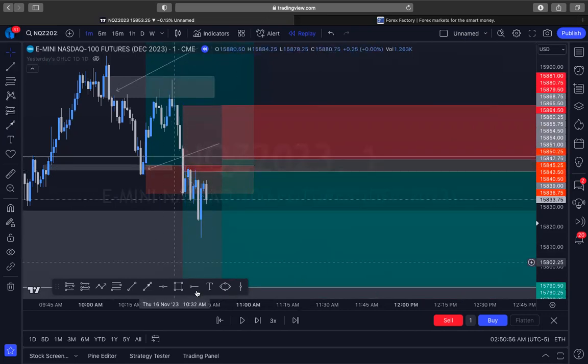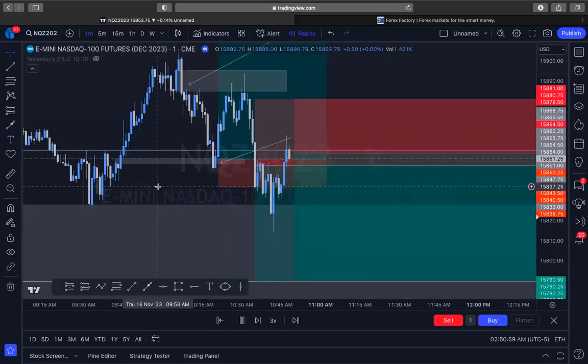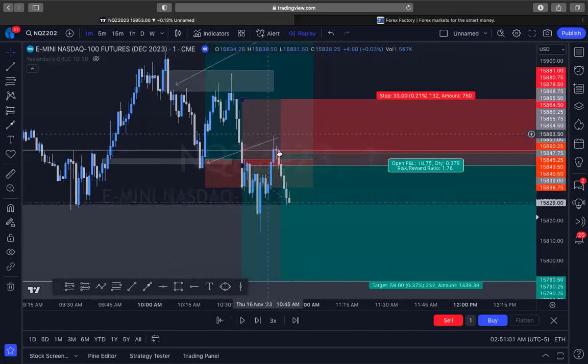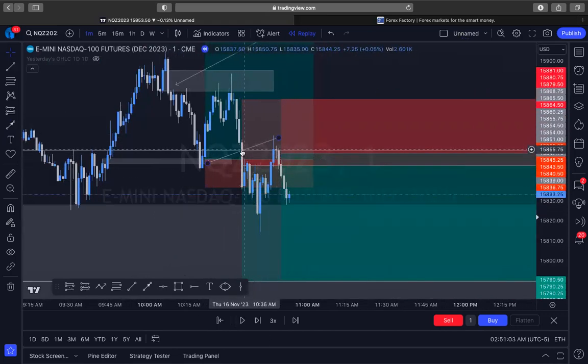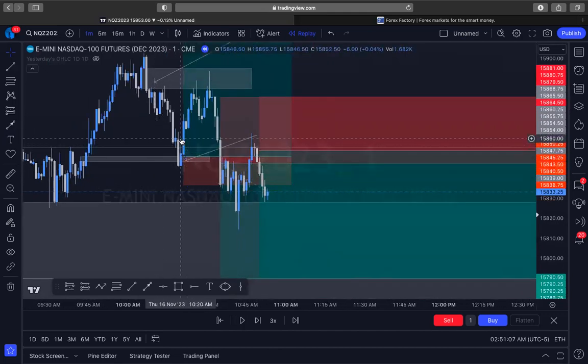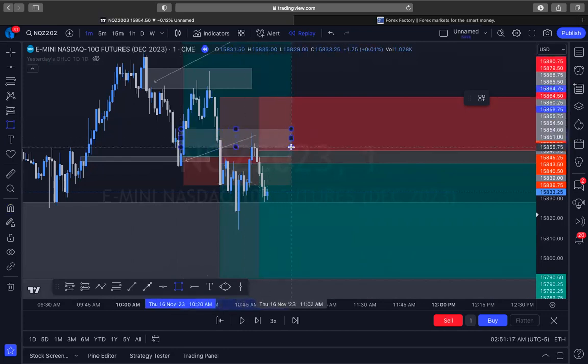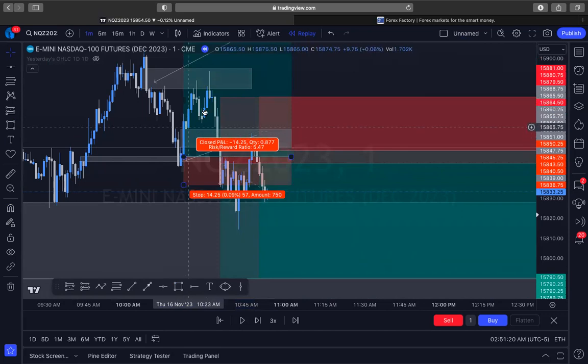And then I think, if I'm not mistaken, I took another entry. Yep, right there. So my second entry was right here at the entry of this fair value gap, right? And that's totally permissible. We can take that. And you can even see here that this could have also been another confirmation.